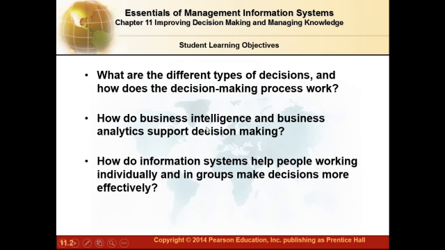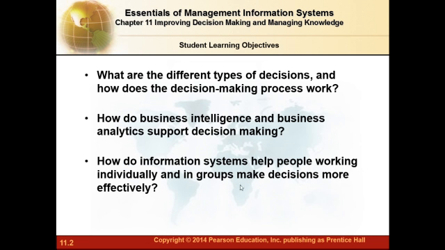And then, how do business intelligence and business analytics support decision making? Business intelligence is about the database that can be used if the company has a data mart, data warehouse, and also the transactional database. The tools can be used to support decision making by analyzing these three: data warehouse, data mart, and transactional database.